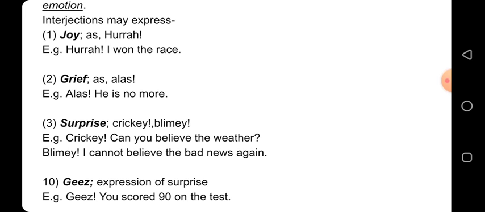यानी आप ये फीलिंग ऑफ सरप्राइज शो कर रहे हैं ये वर्ड क्राइकी, कि मौसम कितना अनएक्सपेक्टेड एंड अनप्रेडिक्टेबल है. ठीक है. पहले चंद मिनट पहले कुछ और था और अब इतना एकदम ऑल टुगेदर चेंज हो गया है. सो यू कैन नॉट बिलीव द वेदर. सो देयर यू यूज दिस एक्सप्रेशन क्राइकी. ऑलराइट. एंड ब्लाइमी, इसका भी सेम सरप्राइज के लिए यूज होता है. ब्लाइमी, आई कैन नॉट बिलीव द बैड न्यूज़ अगेन.